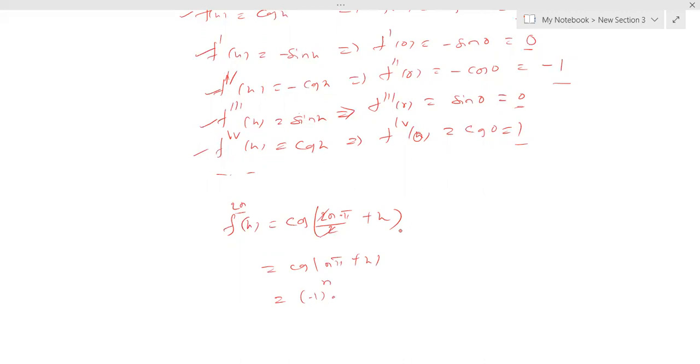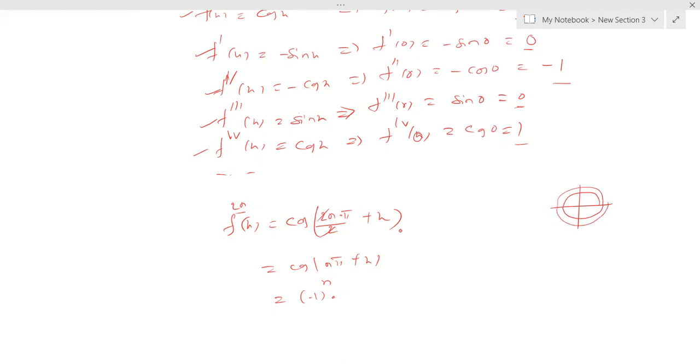This value becomes minus 1 whole power n. What about the resultant value? N pi: n equal to 1 becomes pi, n equal to 2 becomes 2 pi, n equal to 3 becomes 3 pi, n equal to 4 becomes 4 pi.